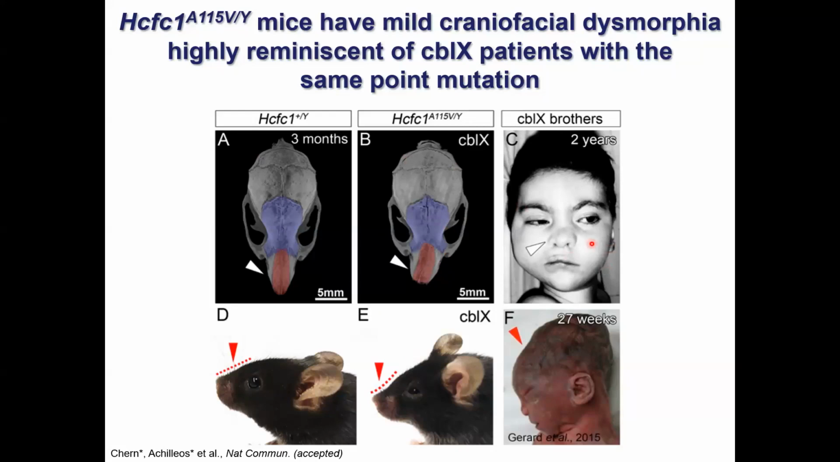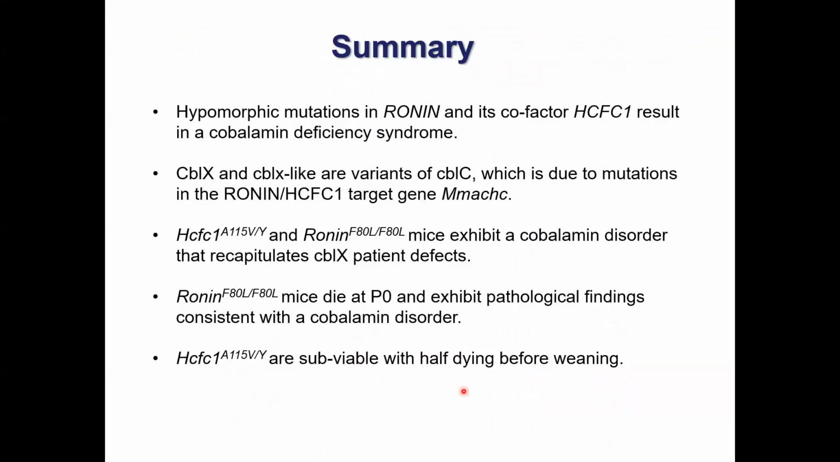Again, showing that our mouse model recapitulates aspects of the disease. So to summarize this part, we made these two new mouse models, and we're able to show that they are deficient in cobalamin, just like the human patients, and they exhibit defects in many different organs and tissues, very similar to what the human patients exhibit. So they're good models to study the pathophysiology of the disease.